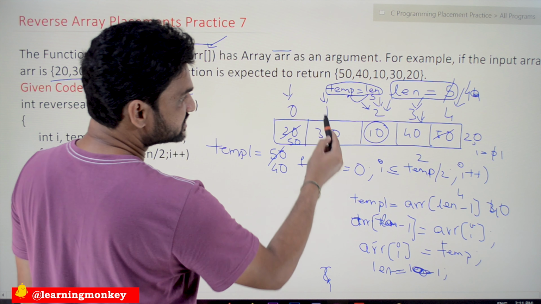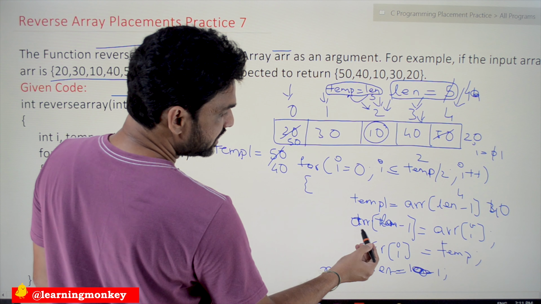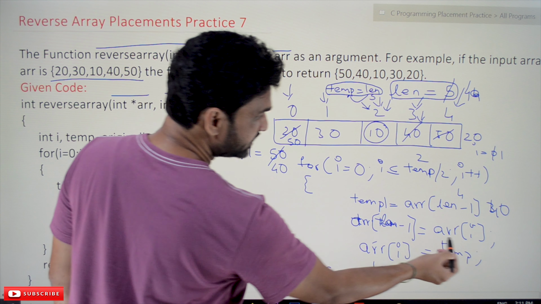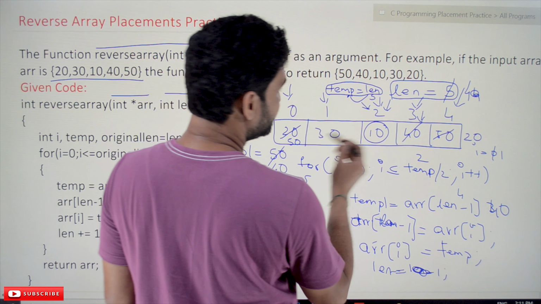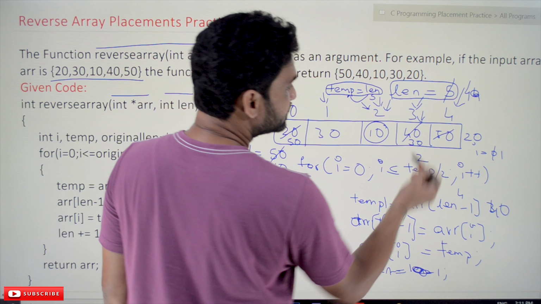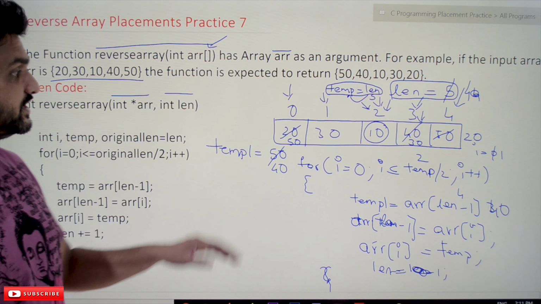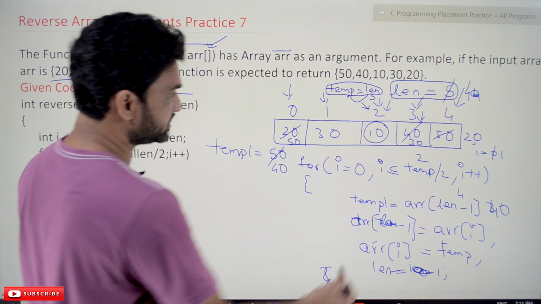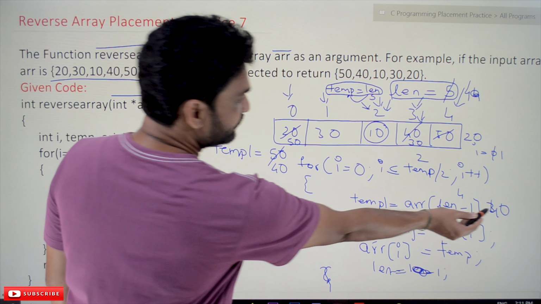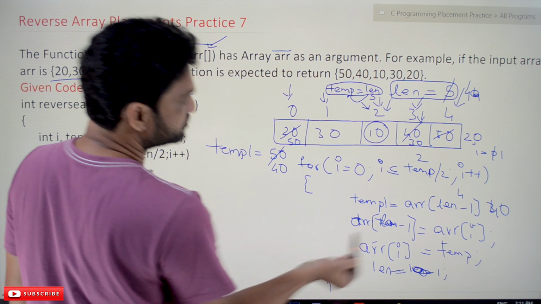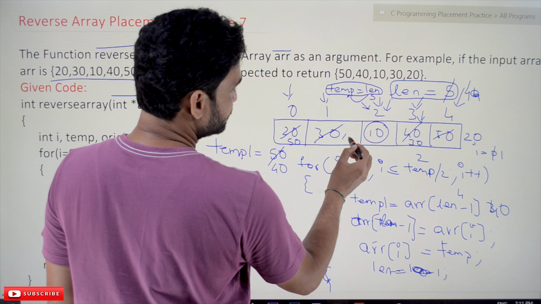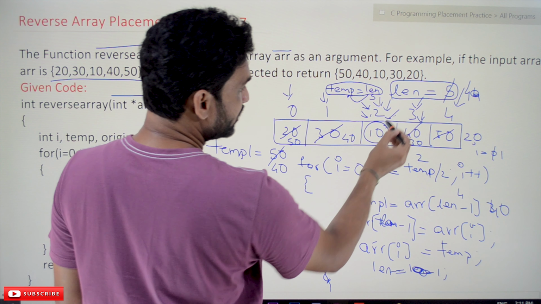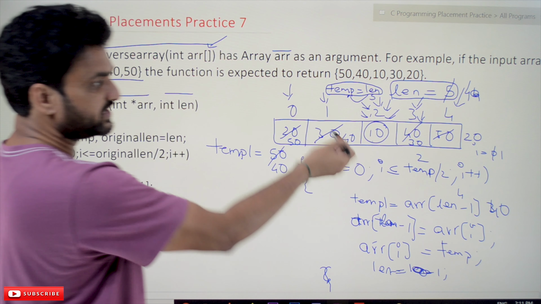Now this 40 has to be shifted here. As the value of I is equal to 1, array of ln minus 1 has to be stored with array of I. What is the value of I? It is 1. Array of I is 30. 30 will get stored here. And this has to be shifted with 40. That is done by, as the temp is equal to 40, the temp value has to be stored in a of I, which is going to be 40. So again in the decrement these two pointers will point here and this will remain here itself.